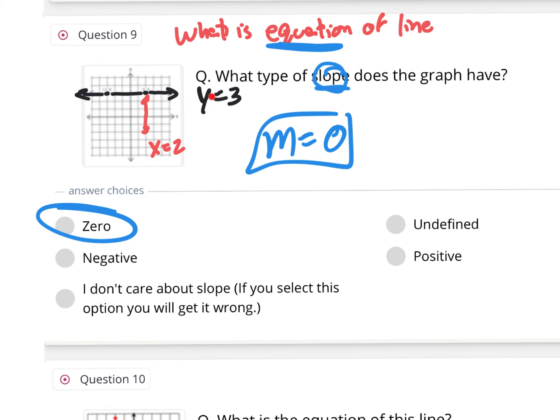Well, that would be y equals 3, because that line crosses the y-axis at 3 without a slope. And what is this equation? That's the equation x equals 2, because it's an undefined slope and it crosses the x-axis at 2.